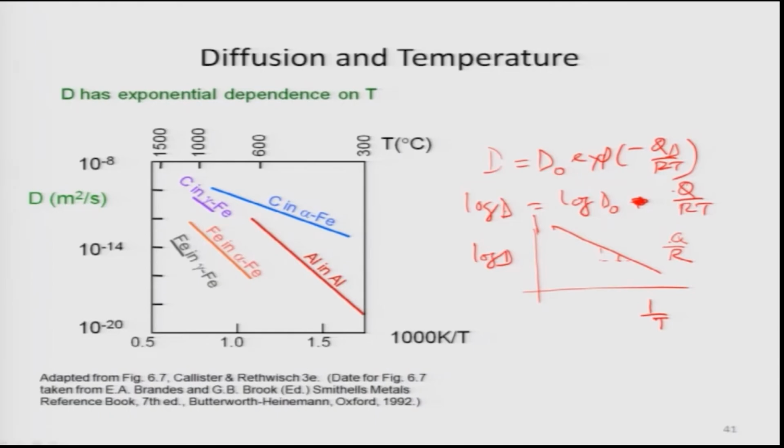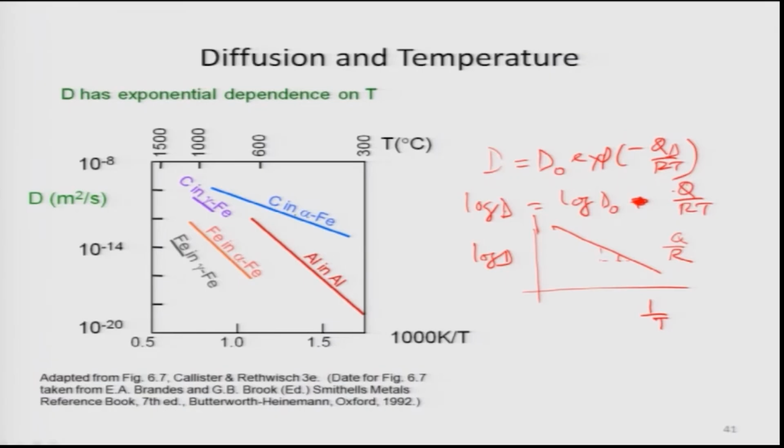Here I am plotting D as a function of 1 by T, but it is actually 1000 multiplied by 1 by T, because that makes the numbers easier to understand. And on the top axis you see the exact temperatures. What do you see here? Carbon in gamma iron, carbon in alpha iron. Let us first look at these two. You see the slope of carbon in gamma iron is very high, a steep slope. The higher the slope, the higher is the value of D. That is why you see D is something like 10 to the minus 8, 10 to the minus 9. Carbon in alpha iron is also high, but the slope is slanted.